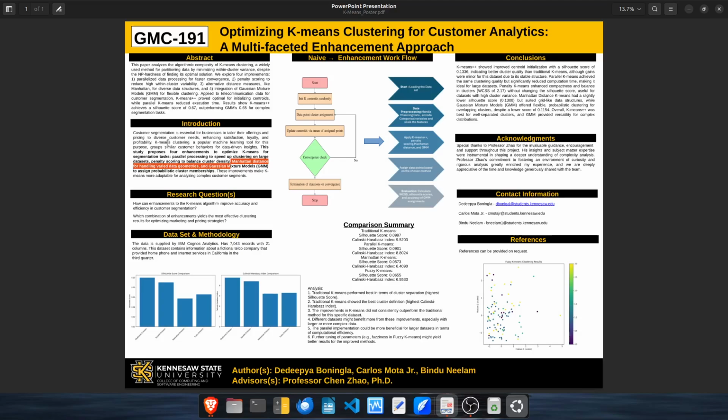absolute value distance. And for the final approach, we decided to add a probability element using Gaussian Mixture Models to assign the probability, or in other words, to throw in a percentage of chance to see how membership to a certain cluster is. So overall, the research questions that we're looking at is how do these enhancements generally improve accuracy and efficiency in terms of how we can group certain customers, their personality traits, their purchasing behaviors, things like that. And the other key research question is which combination of enhancements yields the most effective clustering.